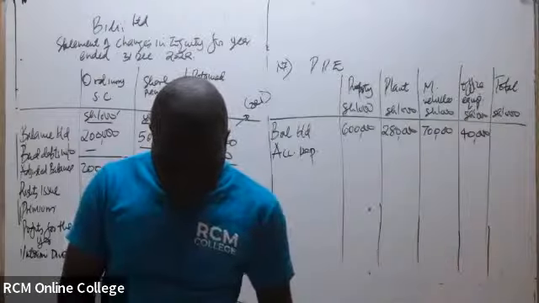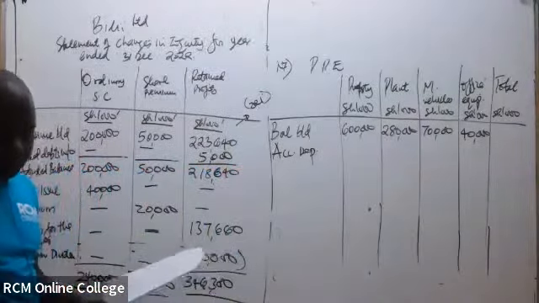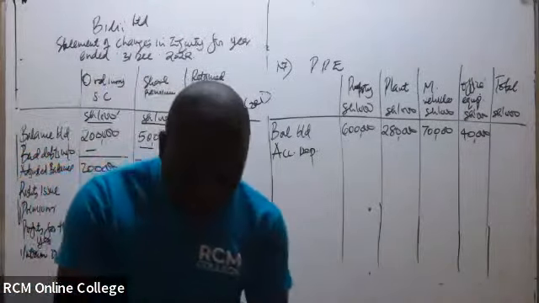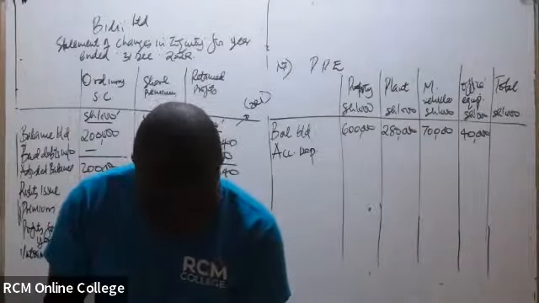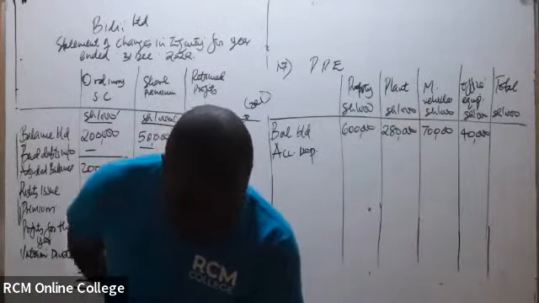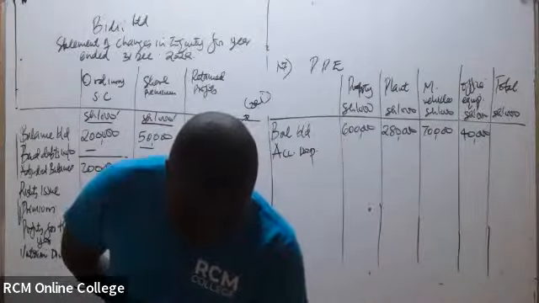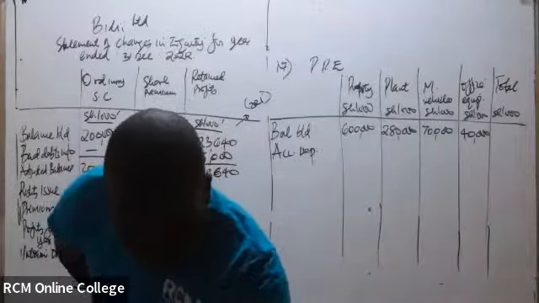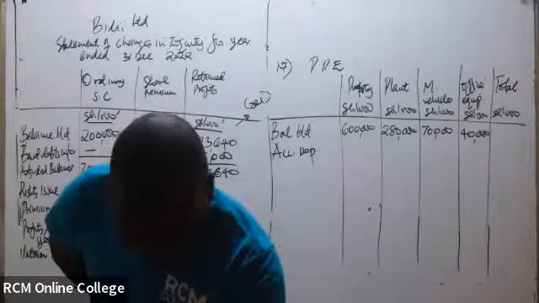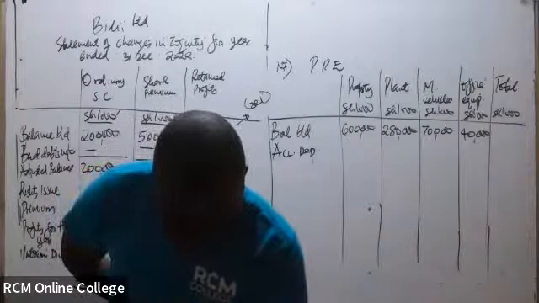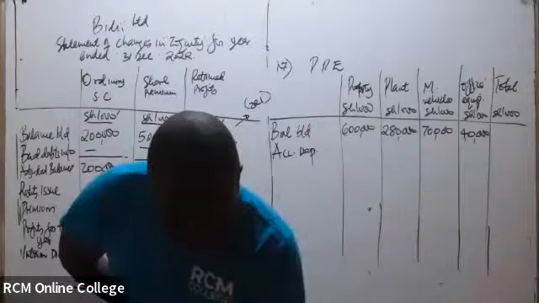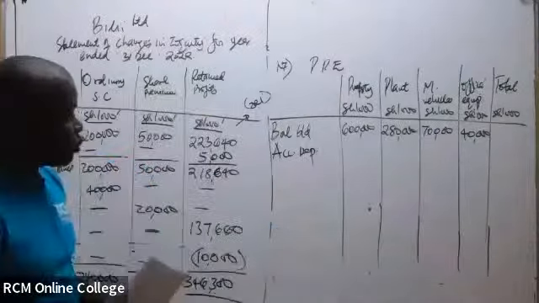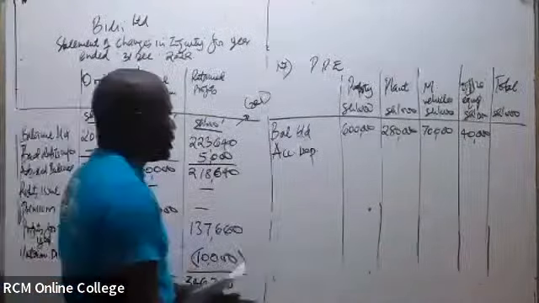Then there's this particular item here, this one for plant. For this item for plant, we had done some adjustments under working number 2. There we said the cost of plant was 280 million, but they disposed of an item of plant of 39 million. So first of all we deduct the disposal, we less the disposed item.